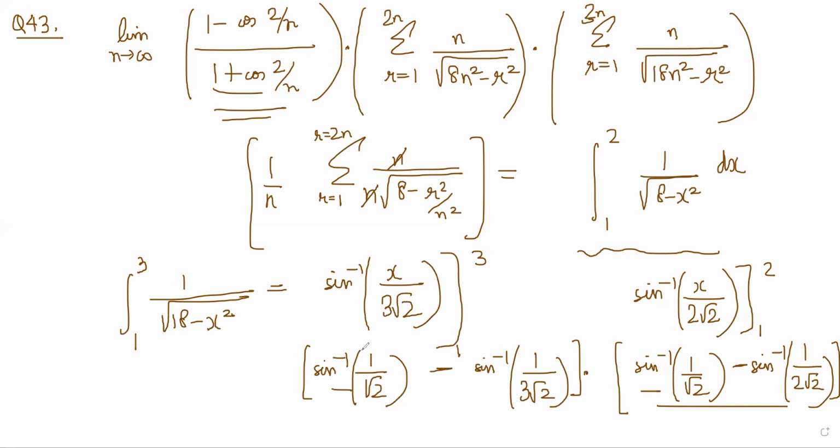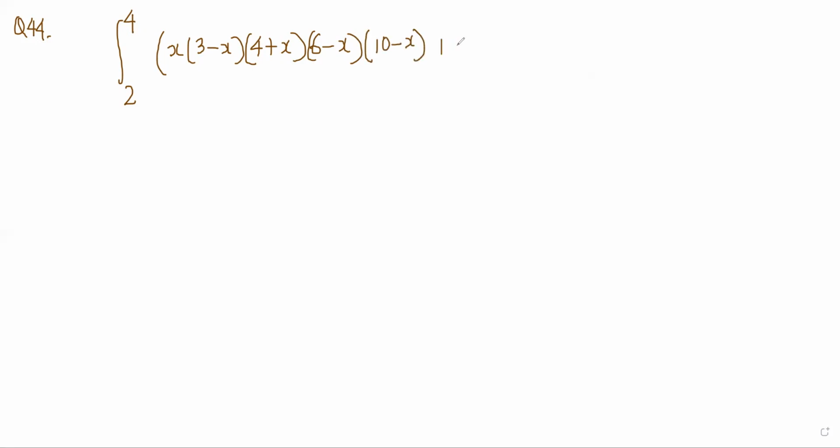Correct. That is this question. Then we move on to question number 44, which talks about the value of the definite integral from 2 to 4 of x(3 minus x)(4 plus x)(6 minus x)(10 minus x) plus sine x dx. We have to find the value of this integral.